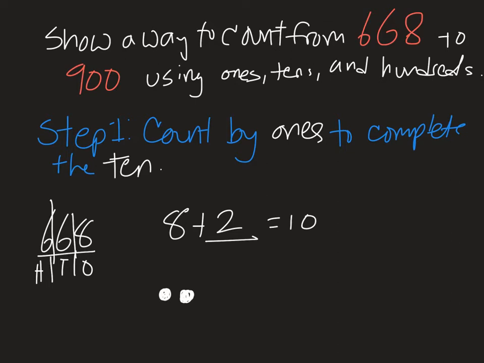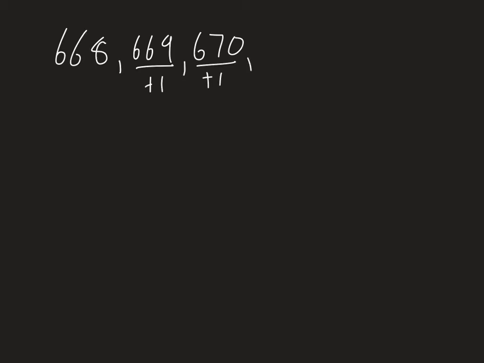Okay, let's look at the next part. We're at 668, just to review from the last page, and we've added 2 ones. So, let's see. 668, 669, 670. We've used the 2 ones from the last page, and I'm showing it on a number line because it's asking for a way to show counting. Okay, now let's look at step 2.